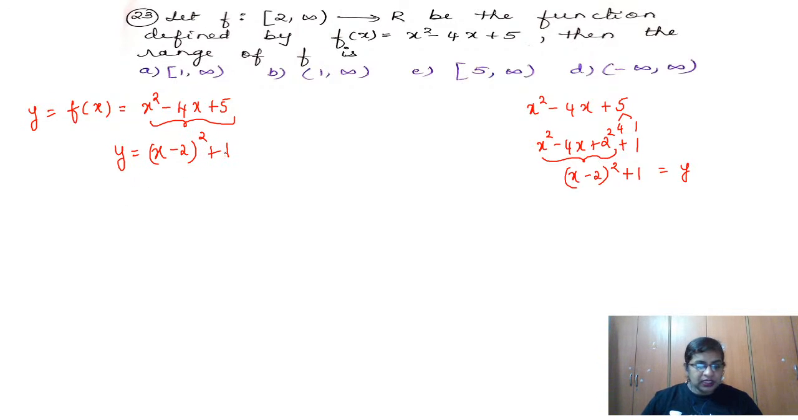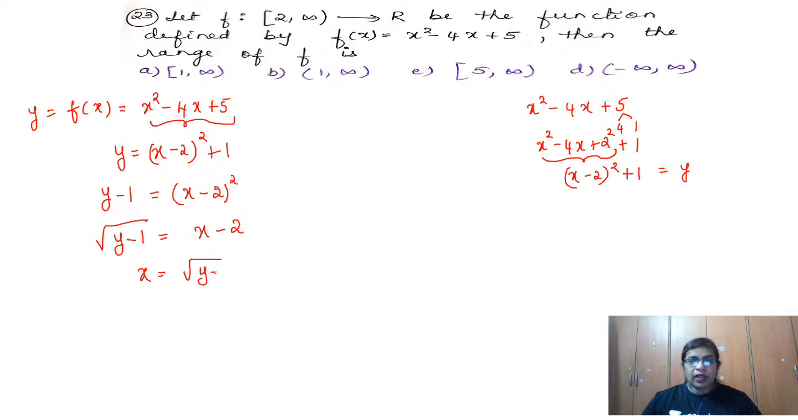Bring this plus 1 to this side. What you get is y minus 1 equal to x minus 2 the whole square. How do we get rid of the square? Take the root. So root of y minus 1 is equal to x minus 2. Then x is equal to root of y minus 1 plus 2, since minus 2 becomes plus 2 on this side.